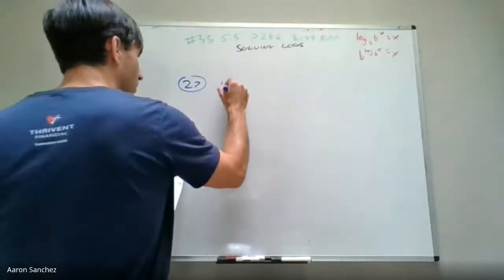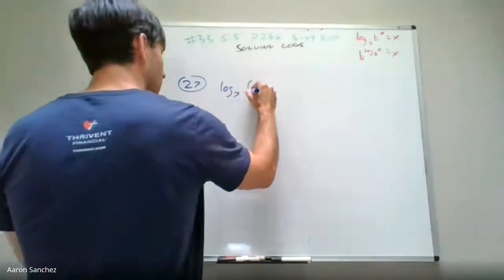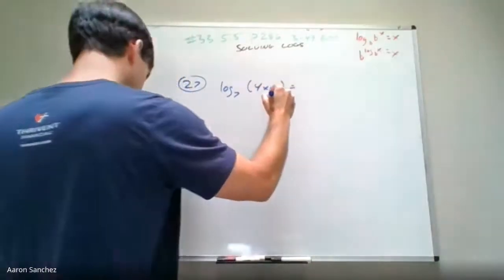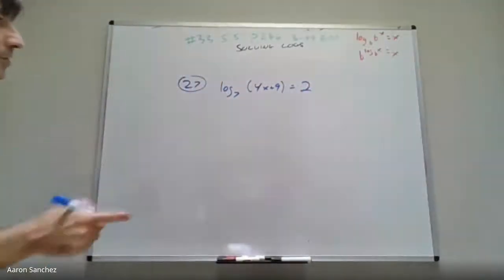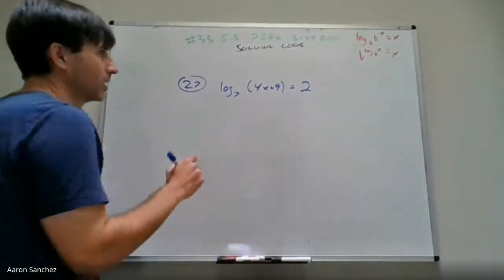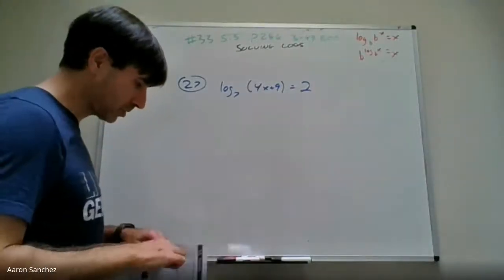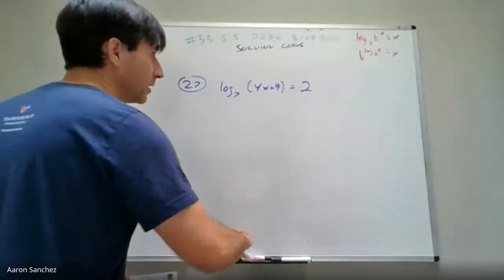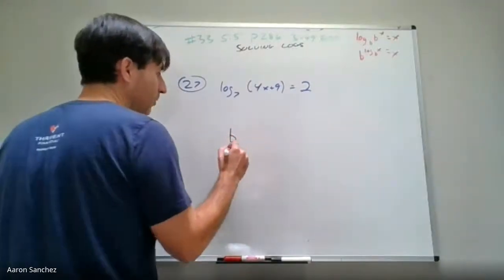Okay, so log base 7 of 4x plus 9 equals 2. Real quick, how to solve it? I only have log on one side. This is going to be with this inverse rule. Remember, this is in your notes, but you don't have to write it down if you don't want to, or you can write it down.